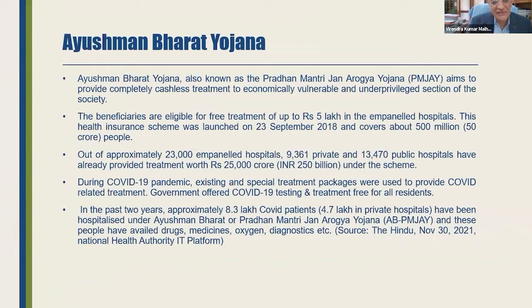In the next scheme of the government, which is Ayushman Bharat Yojana, we would see how universal coverage of medical facilities or health facilities has been given to the 500 million population. This scheme is known as Pradhan Mantri Jan Arogya Yojana or Ayushman Bharat.